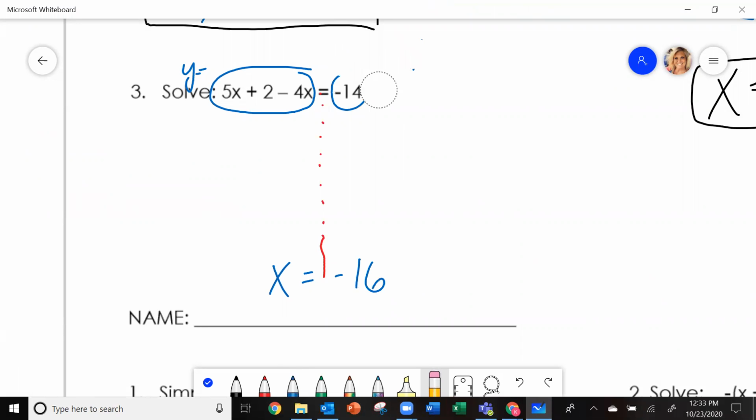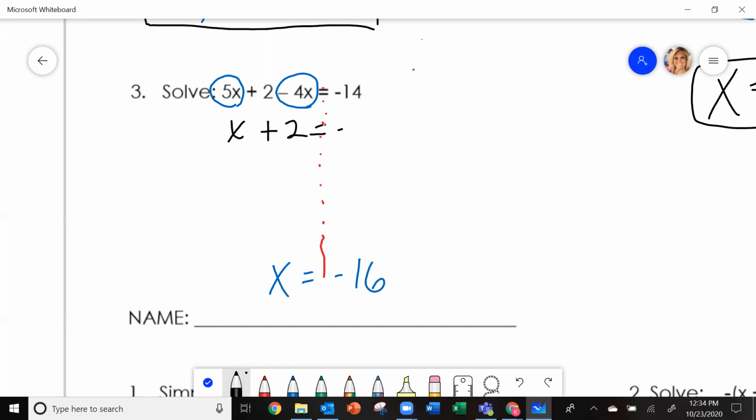But let's go through and do the steps to see how you get that answer. So the first thing you're going to do is combine like terms. 5x minus 4x. 5 minus 4 gives you 1x plus 2 equals negative 14. Now I'm trying to get the x by itself, so it has a plus 2. So I'm going to do the opposite, and I'm going to subtract 2 from each side.